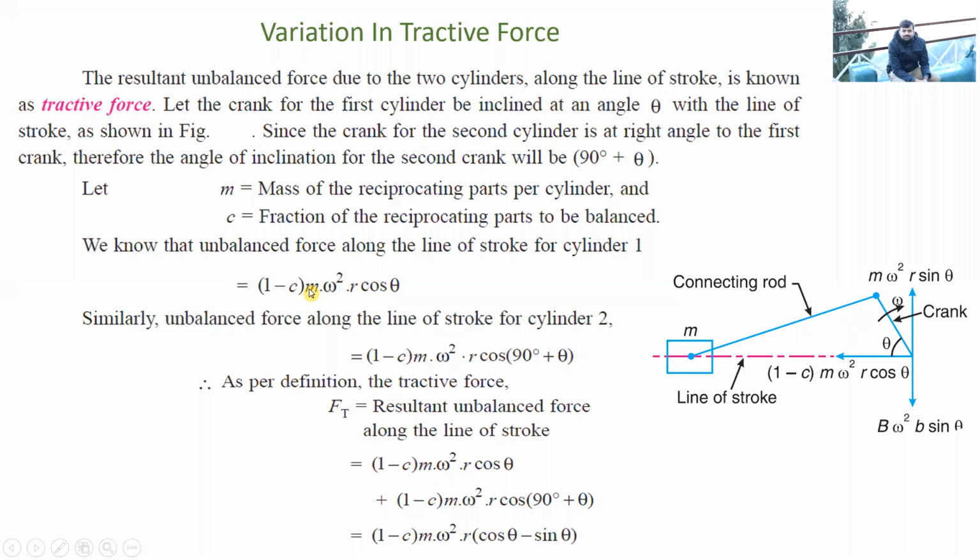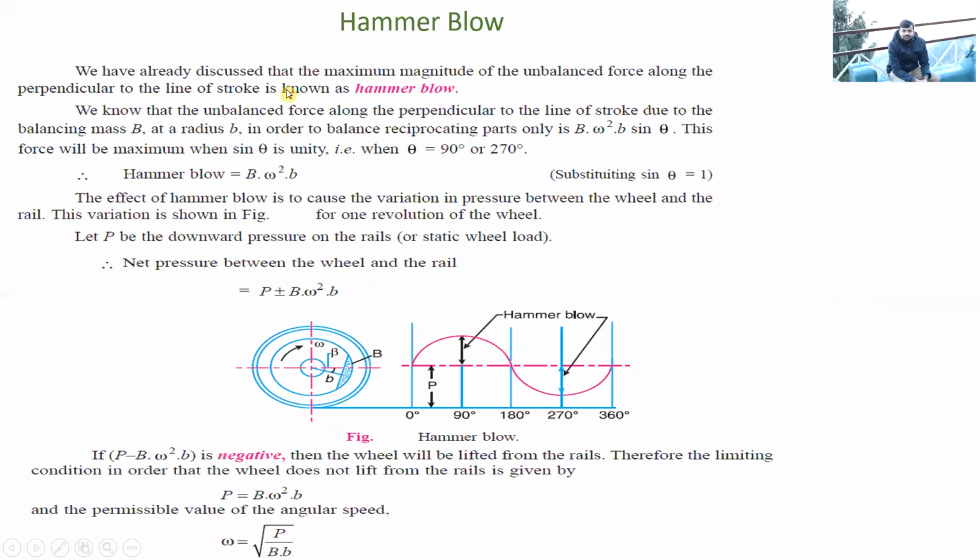All right. So hammer blow is because of the vertical component of the unbalanced force. Okay, and it will be perpendicular to the line of stroke. So it will try to push the wheels up from the rails. All right. So now, its value.